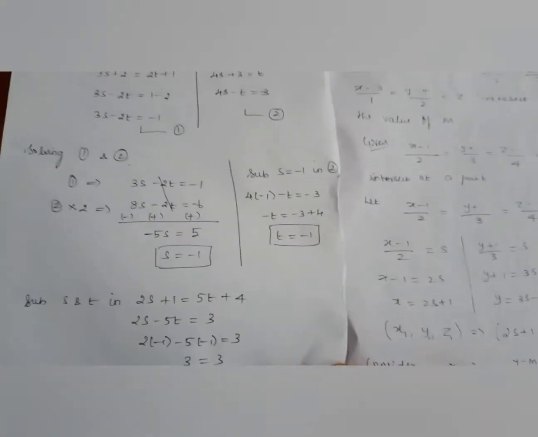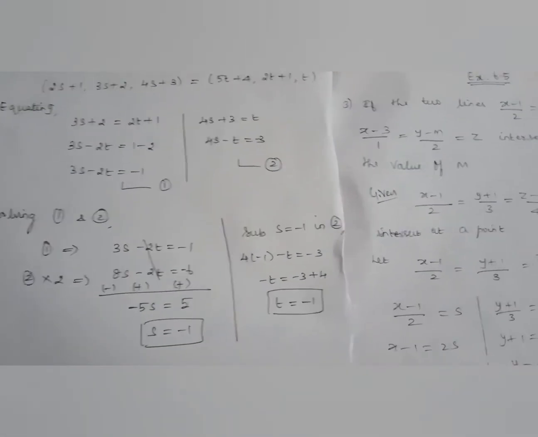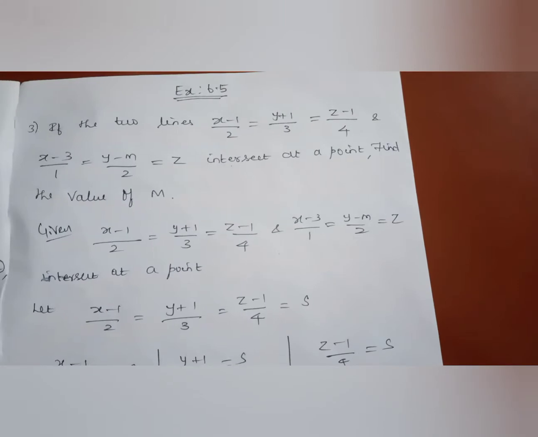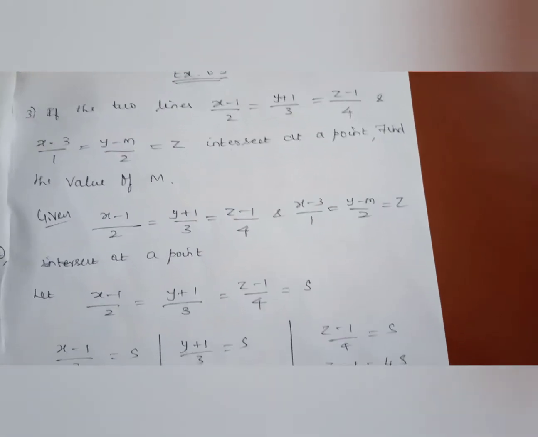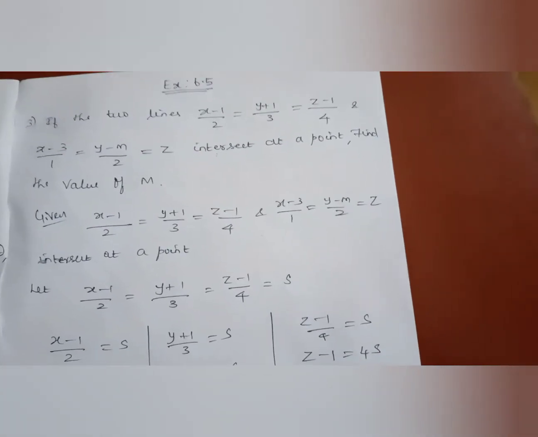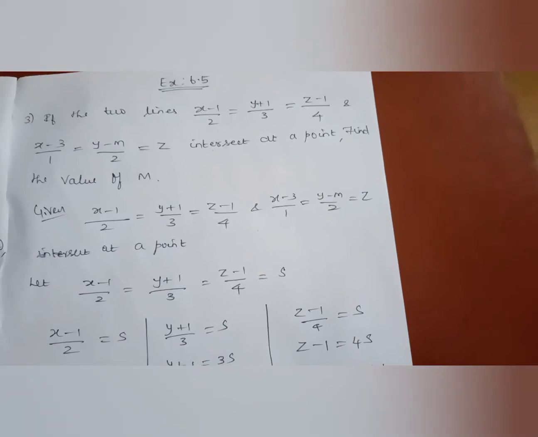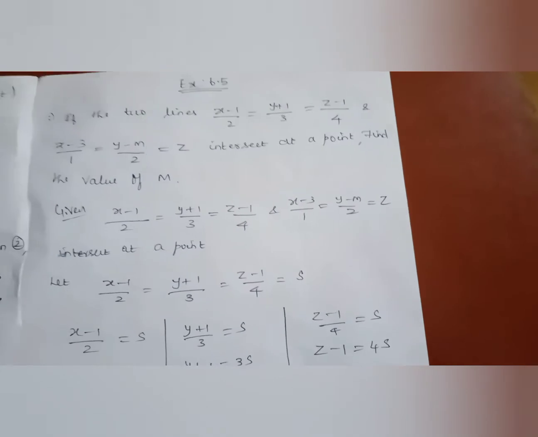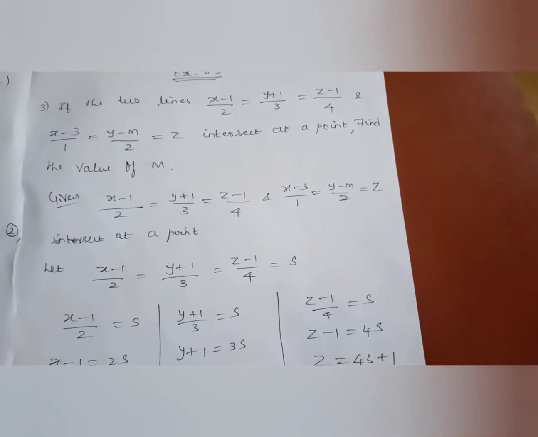So this is how you have to do this sum. This kind of point of intersection sums are very important. Similar type you are having in the exercise also. So in exercise 6.5, we'll have the third sum to be of the type: if two lines (x minus 1)/2 equal to (y plus 1)/3 equal to (z minus 1)/4 and (x minus 3)/1 equal to (y minus m)/2 is equal to z intersect at a point. So they have given they are intersecting at a point, find the value of m.